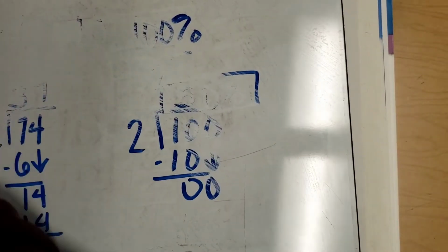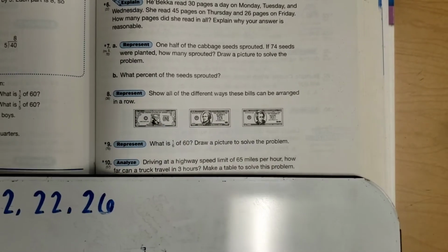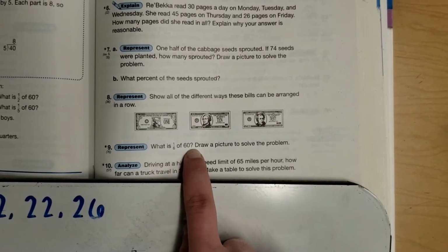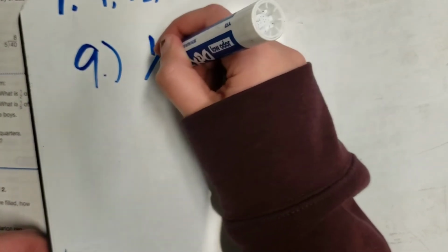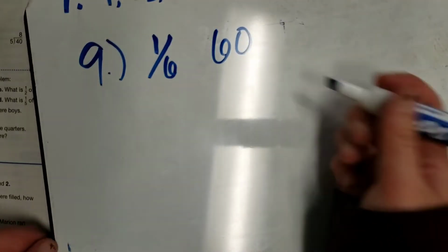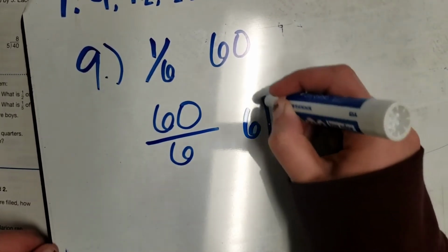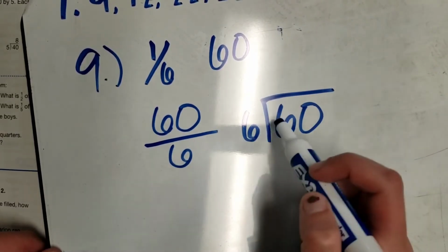Let's go on to number 9, which is right here. Let's see, can you hopefully see it? Yep, and hopefully it's not so blurry. Number 9 says, what is 1/6 of 60? Draw a picture to solve the problem. Again, this is another problem just like what we're learning today, just like what we did. So number 9, we are looking for 1/6 of 60, which we could also just do 60 over 6, which is the same as 6 into 60.